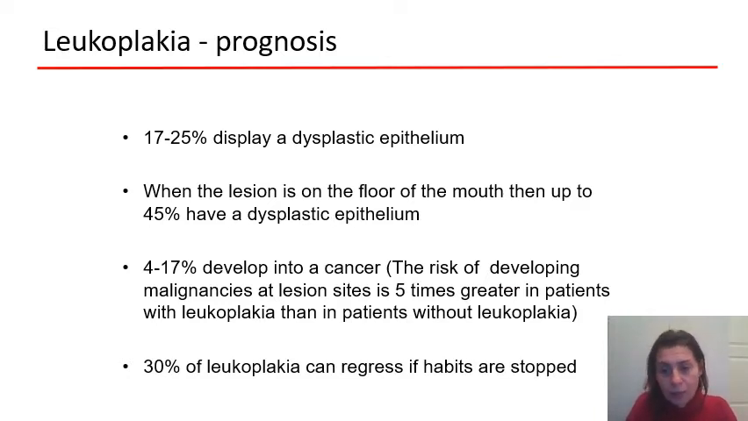The prognosis of leukoplakia varies, of course, according to what is found histopathologically. According to the studies, there are some differences from study to study, but between 17 to 25% of leukoplakias have been found to contain a dysplastic epithelium. This percentage is higher when the lesion involves the floor of the mouth. And again, there is some variation from study to study, but between 4 to 17% of leukoplakias can indicate an associated risk of oral cancer. Of note, a quite high percentage of leukoplakia lesions can regress if the habits are stopped.